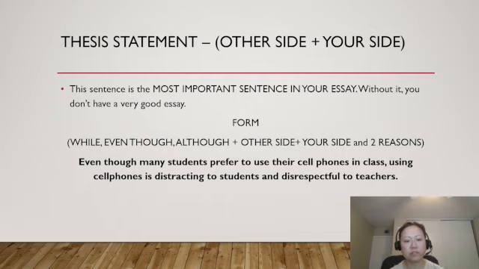So hopefully you're able to see how I made this thesis statement. Again, first you start with a contrasting signal word like even though, plus the other side, so whichever side you're not supporting. So many students prefer to use their cell phones in class. Then you can launch into your side. Using cell phones is distracting to students and disrespectful to teachers. And my two reasons are distracting to students and disrespectful to teachers. Okay, so this is my thesis statement. So as an American student or someone who's reading this thesis statement, they'll be able to realize, hey, which is what and what your side is.